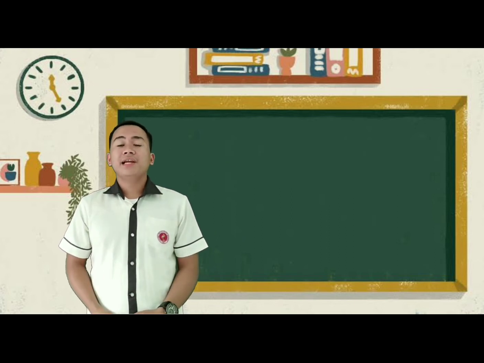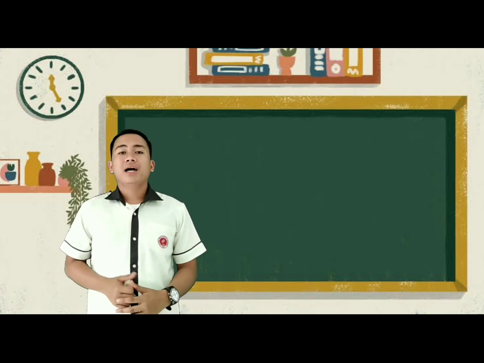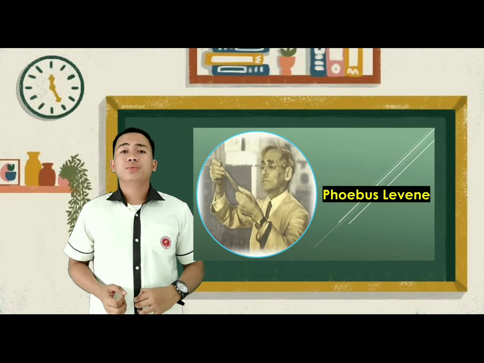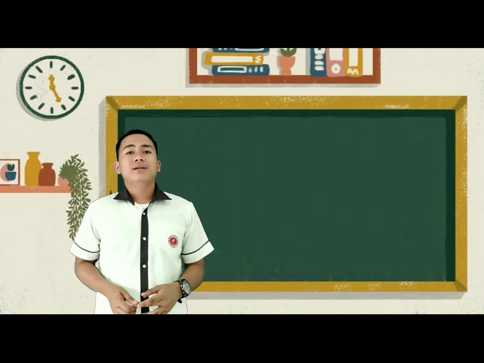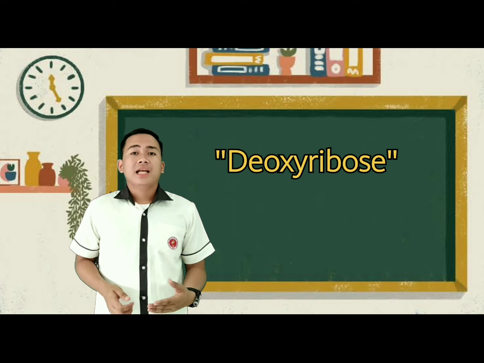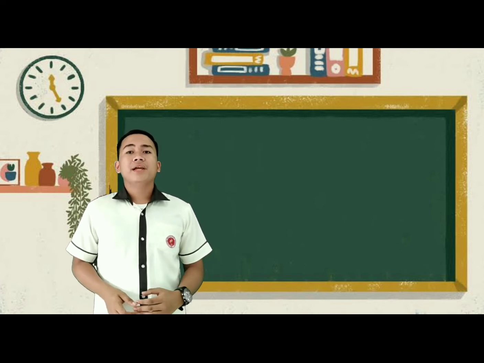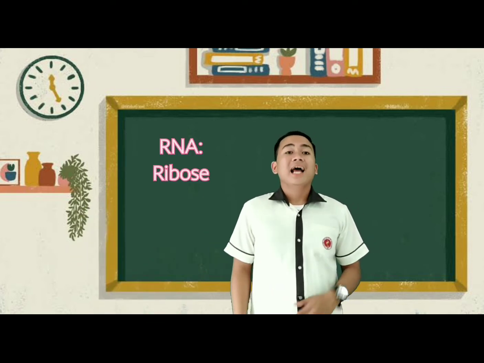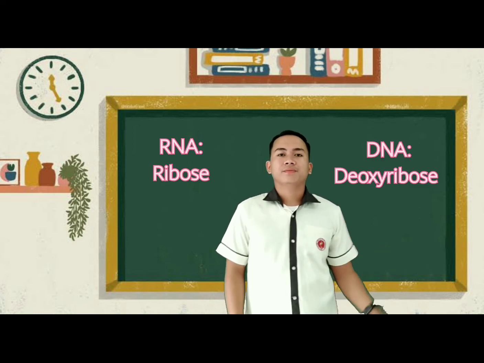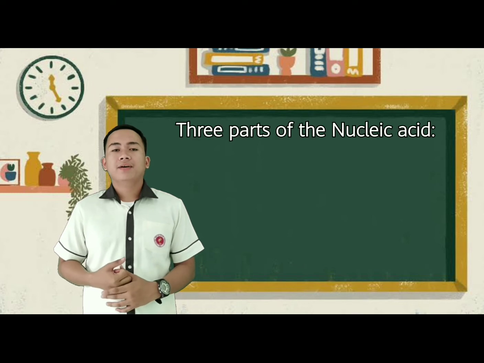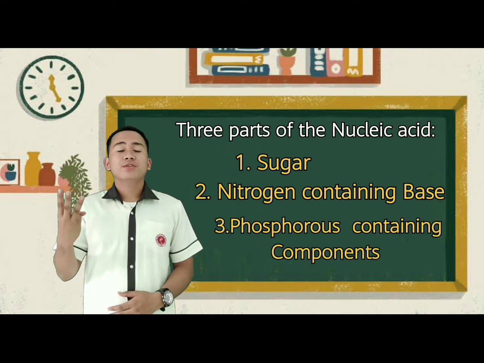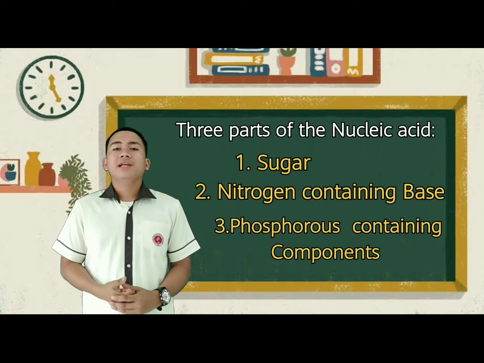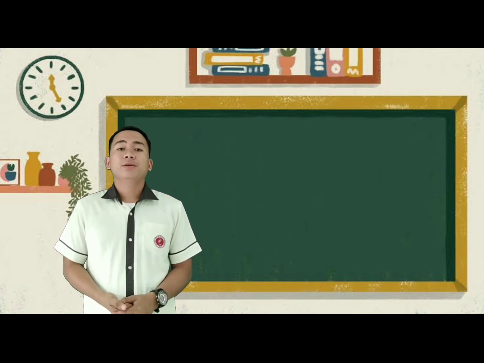Okay, since you don't have any idea, in 1909, Russian-American biochemist Phoebus Levene identified a 5-carbon sugar, the ribose, as part of some nucleic acids. And in 1929, he discovered a similar sugar, the deoxyribose, in another nucleic acid. He had revealed a major chemical distinction between RNA and DNA. RNA has ribose and DNA has deoxyribose. Levene also discovered the 3 parts of a nucleic acid: a sugar, a nitrogen-containing base, and a phosphorus-containing component.